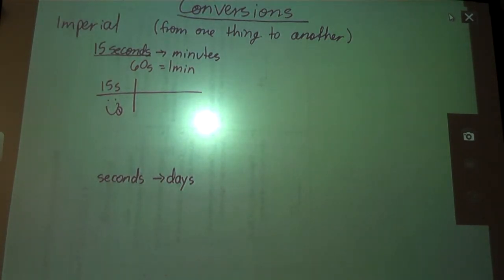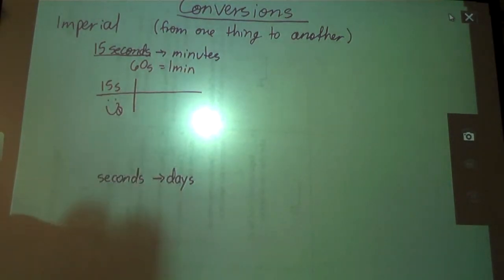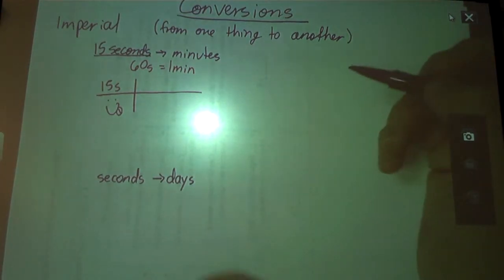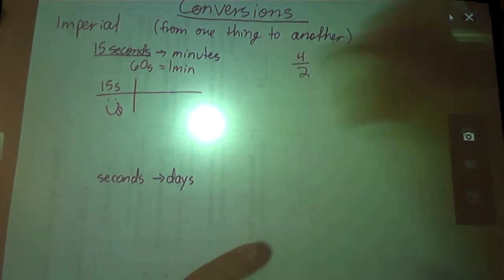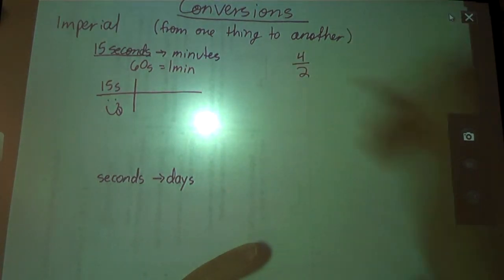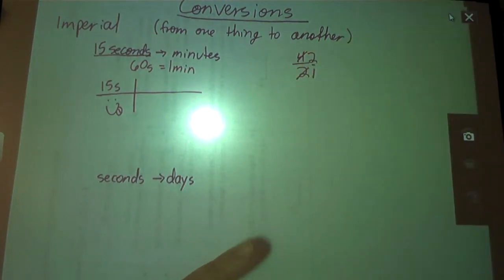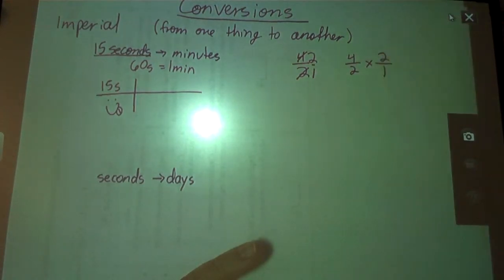Now, in order to convert, I need to get rid of this seconds here because I want to go to minutes. The way that we can cancel something is by having it on both the top and the bottom. If you think back to your math class, if you were to reduce this fraction, top and bottom has a 2 in it, and then this allows us to cancel. If you're multiplying fractions, again, if it's on top and bottom, we can cancel it. So we're going to do the same thing here.